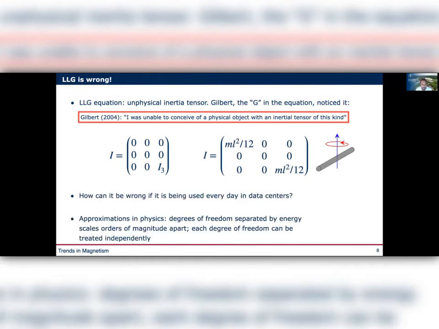And you can also ask yourself, how can it be wrong if it's being used every day in data centers? Of course, the answer has to do with the approximations we make. The approximation is related to degrees of freedom which are very well separated from each other in energy, so you can forget about the other degrees of freedom and assume that the equation is good enough. This explains why it works, but it's generally not correct.